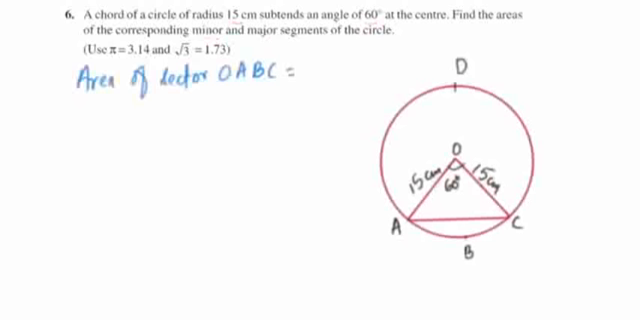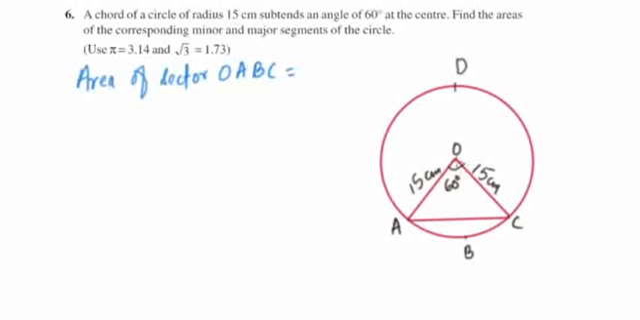Question 6 of this exercise says the chord of a circle of radius 15 cm subtends an angle of 60 degree at the center. Find the areas of the corresponding minor and major segments of the circle. So let's find the area of the minor segment, that is ABCA.